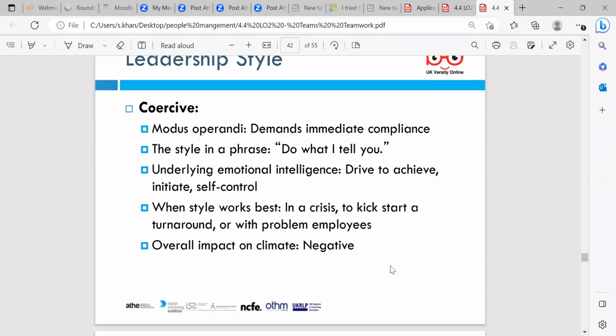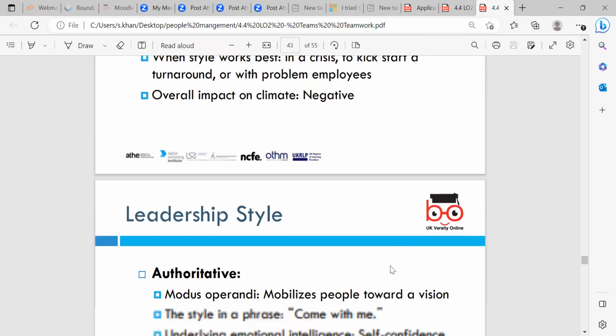Leadership style, so coercive. Modus operandi: demands immediate compliance. The style in a phrase: do what I tell you. Underlying emotional intelligence: drive to achieve, initiative, self-control. When the style works best: in a crisis, to kick-start a turnaround, or with problem employees. Overall impact on climate: negative.